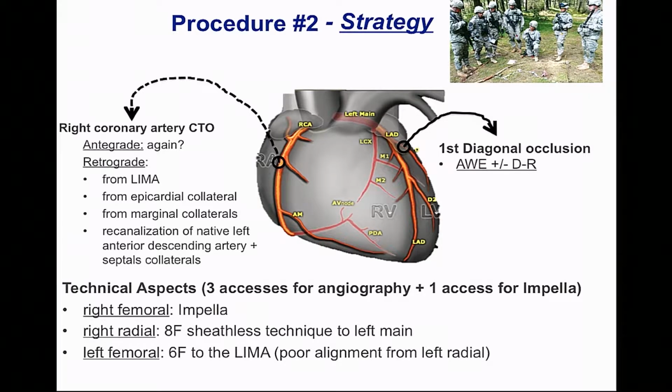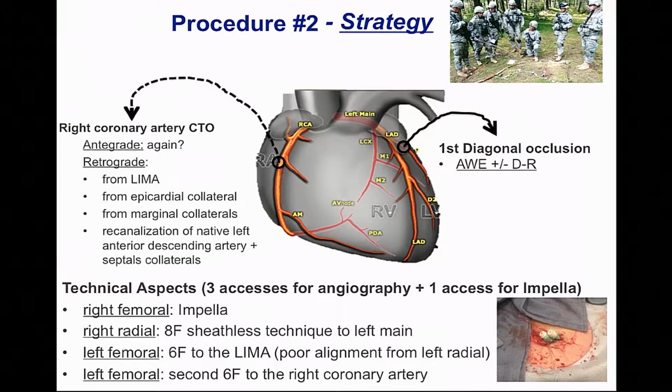The left femoral went to the LIMA because he had a poor alignment with the left radial. And as we couldn't use the left radial, we went with a second puncture in the left femoral to the RCA. This seems a unique and innovative approach.